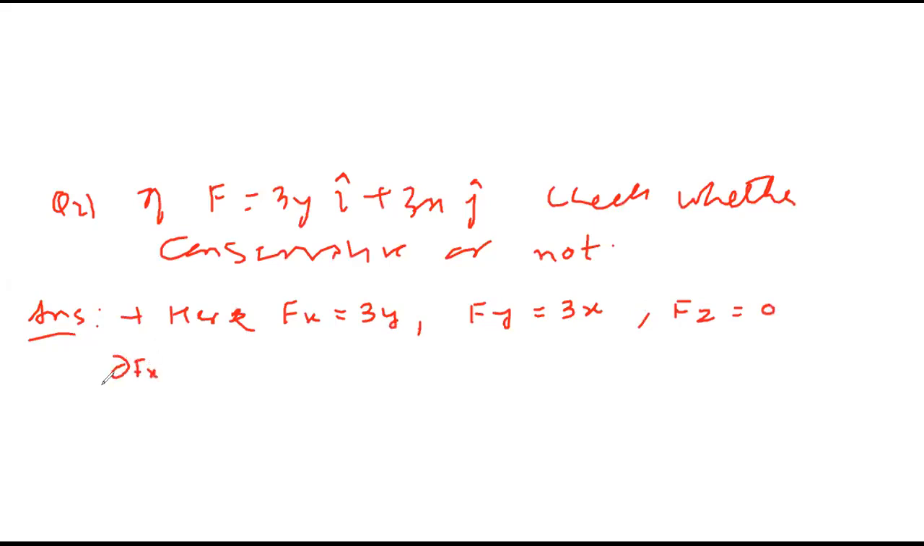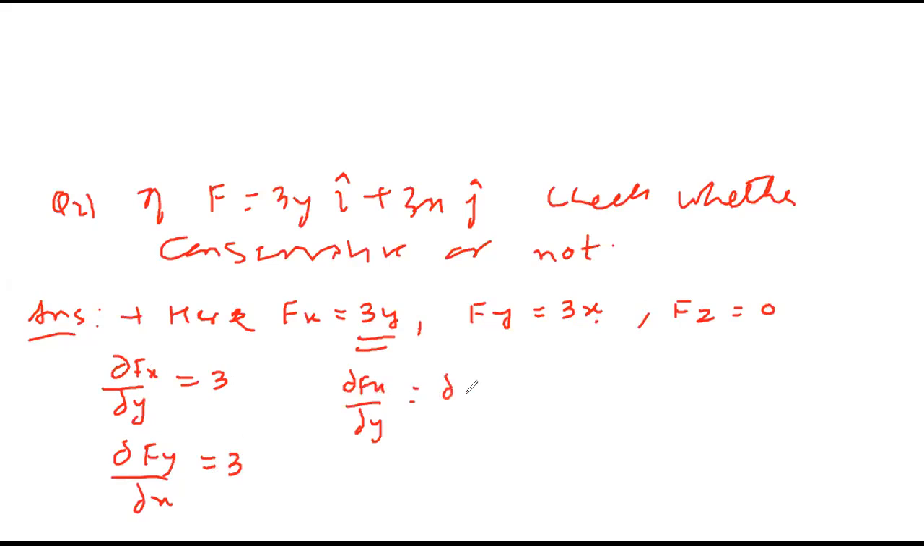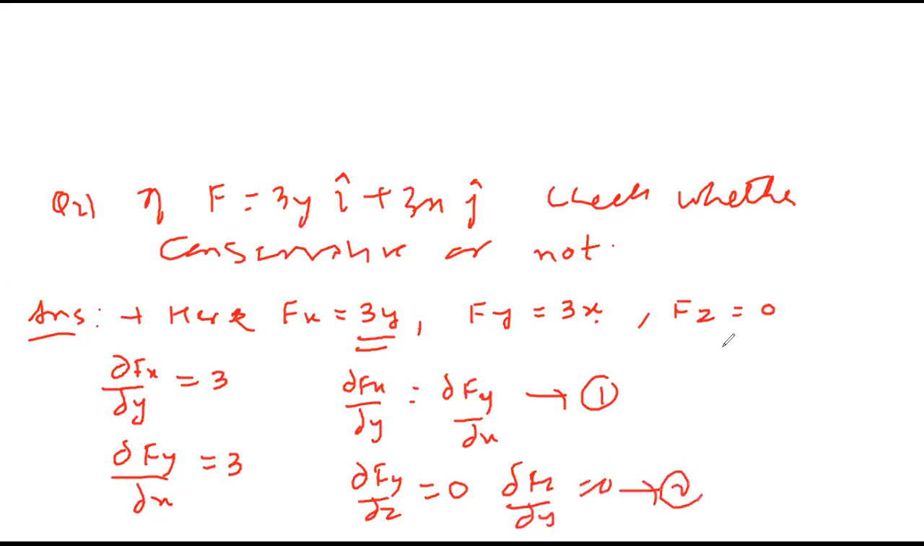So the derivative of the x component 3y with respect to y is 3. And the y component 3x with respect to x is 3. So the derivative of x with respect to y and of y with respect to x are the same, both are 3. Now y with respect to z, 3x with respect to z, means 0, and z with respect to y will also be 0. That means both are equal.